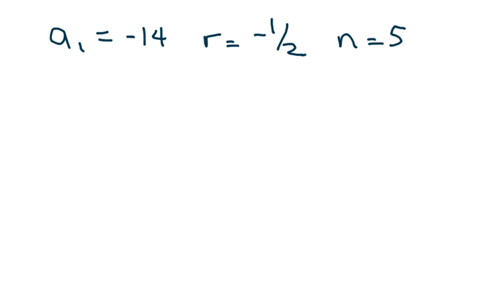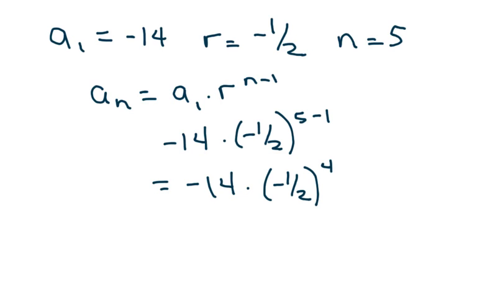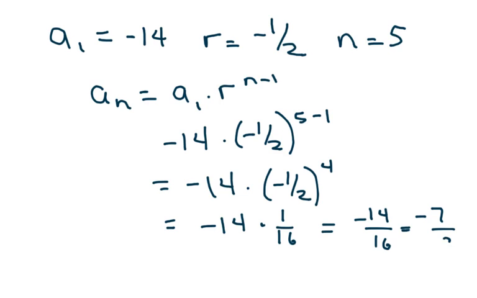Okay, number 2, we have a sub 1 equals negative 14, r equals negative 1/2, and n equals 5. So I'm going to use a sub n equals a sub 1 times r to the n minus 1. I plug everything in, to the 5 minus 1. So this gives me negative 14 times negative 1/2 to the 4th, which equals negative 14 times 1 over 16, which gives you negative 14 over 16, which equals negative 7 over 8.